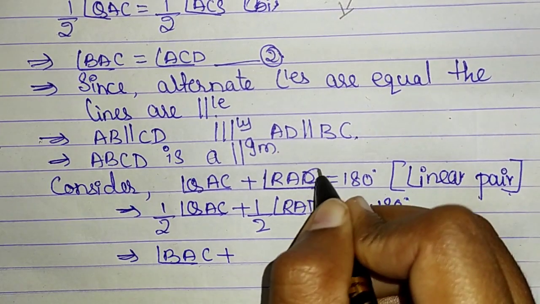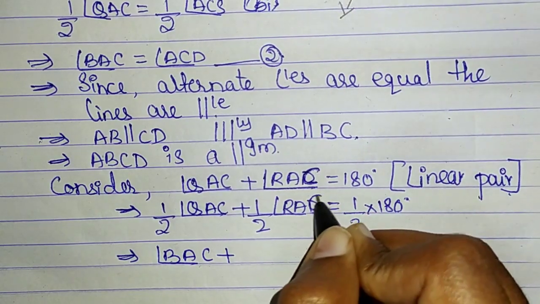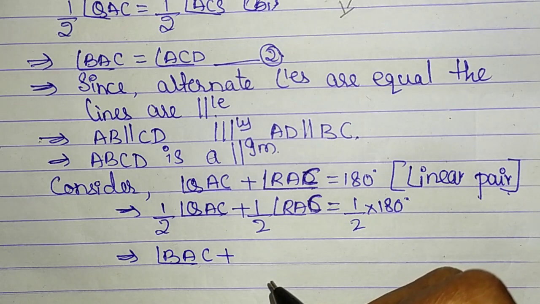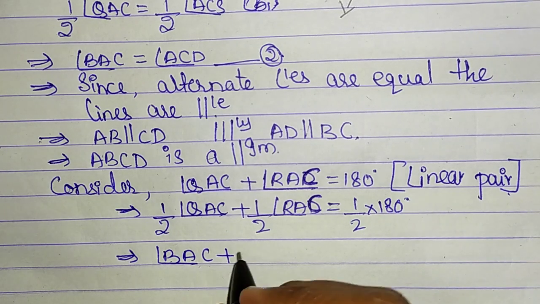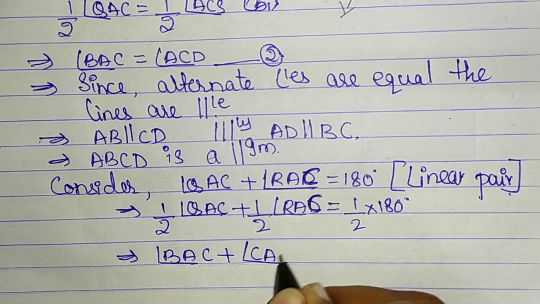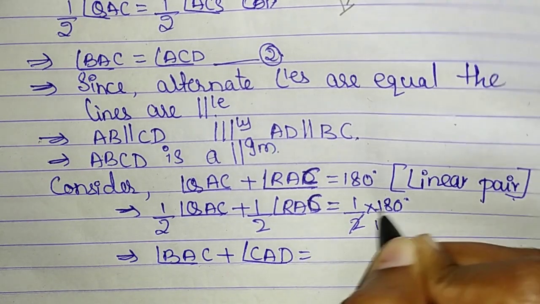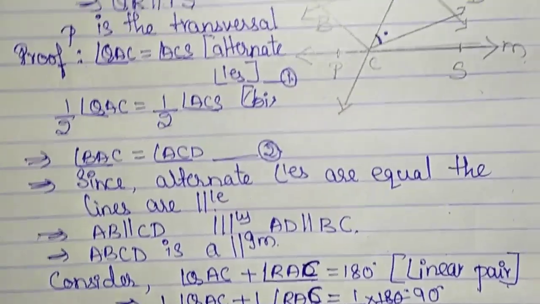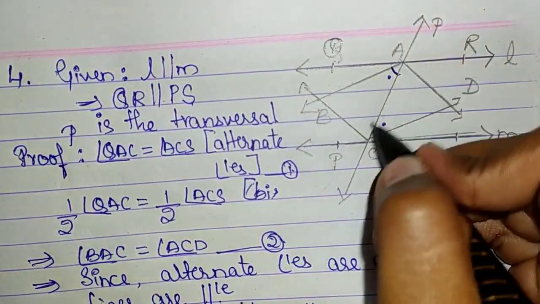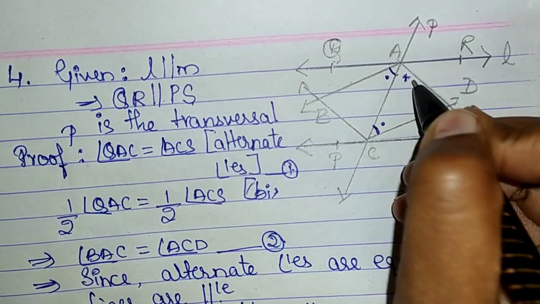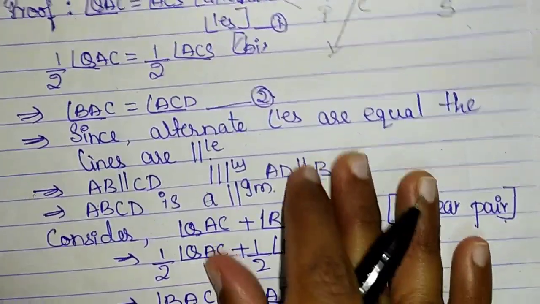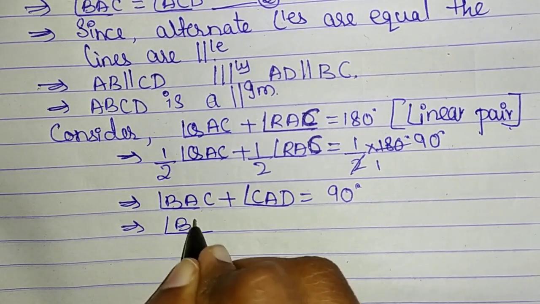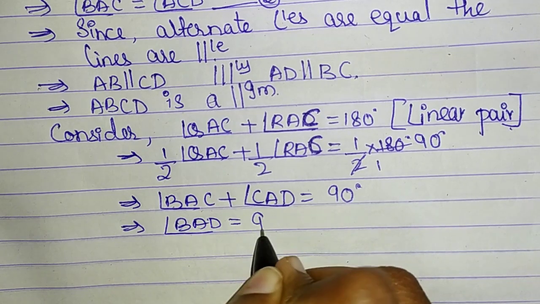Sorry, make a correction. This is not RAD, this is RAC. Half of angle RAC is nothing but angle CAD, and half of 180 degrees is 90 degrees. So angle BAC plus angle CAD is equal to 90 degrees. So this implies angle BAD is equal to 90 degrees.